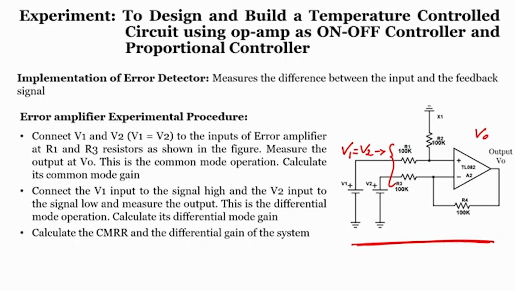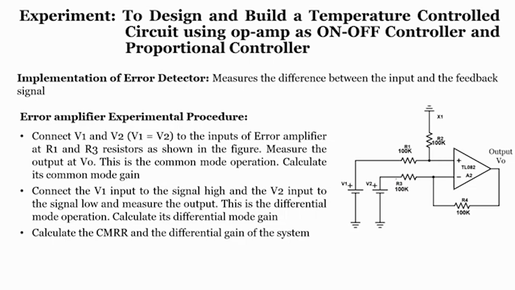Now, let us do the second part, and we will see this in the experiment also. We will see in the experiment class how to design this particular temperature controller circuit. So, the second part of this experiment is to connect V1 to a high signal and V2 to a low signal, and measure the output.